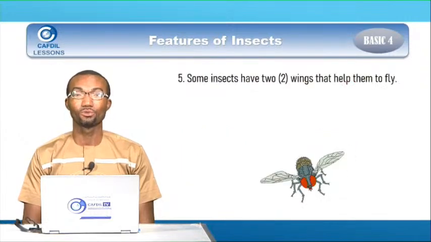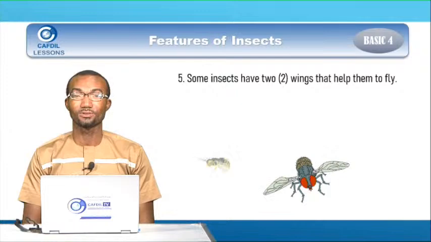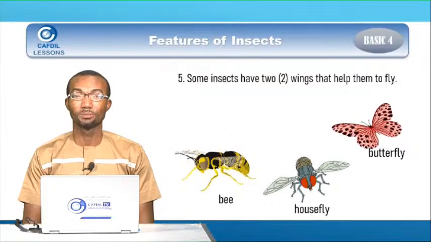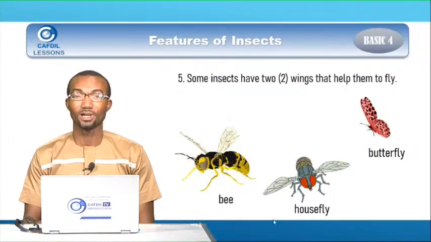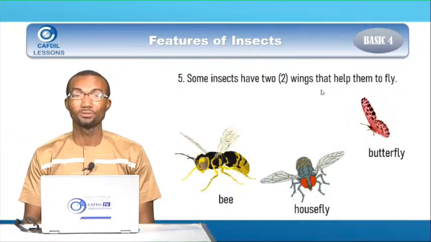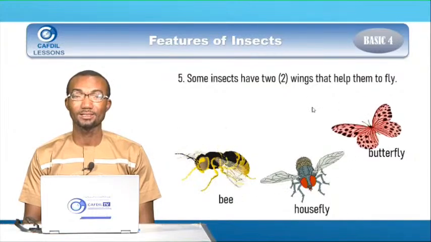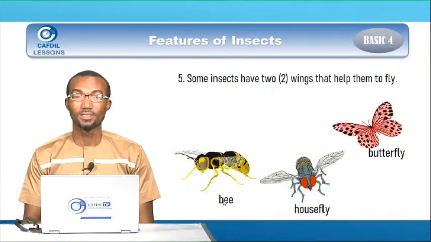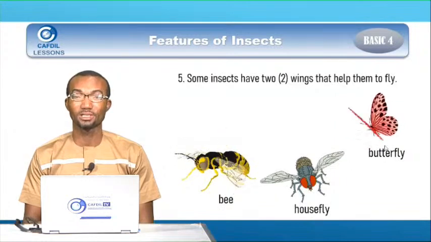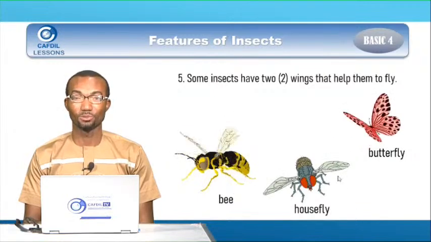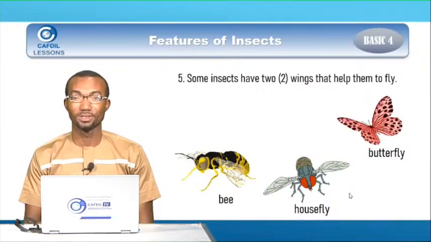Some insects have 2 wings that help them to fly. You can see this housefly, this bee, this butterfly. So the bee, butterfly, and housefly have wings. We are saying that some, not all, insects have wings. If you look at the ants, they do not have wings. They move by walking. But insects like bee, housefly, butterfly have wings that help them to fly.